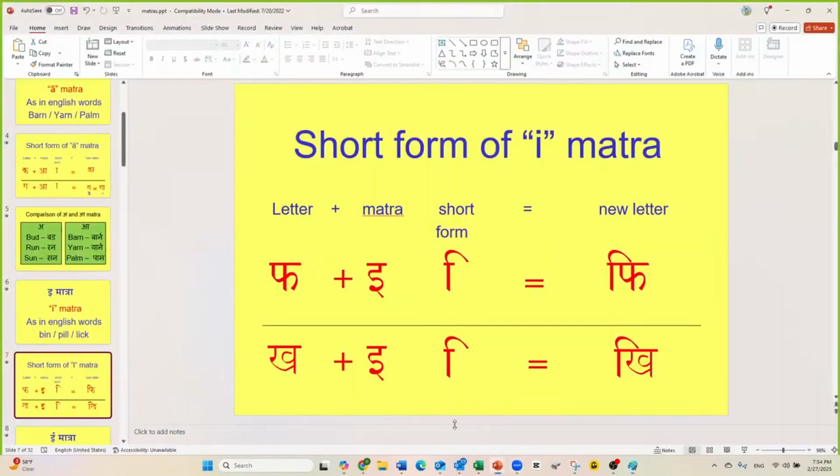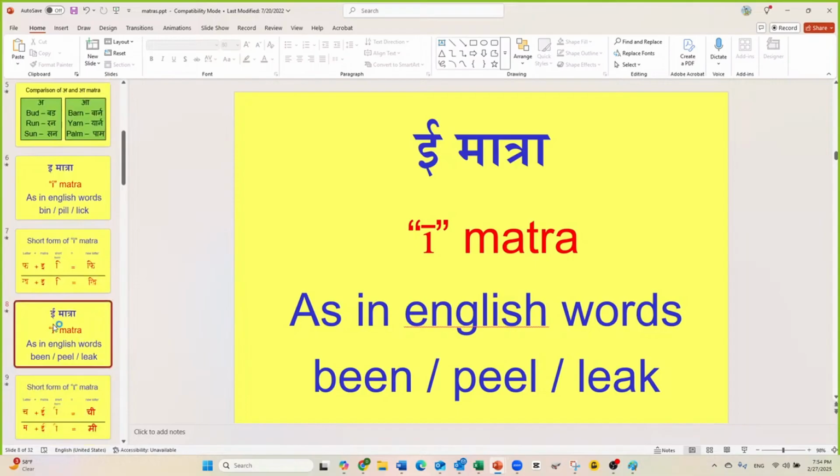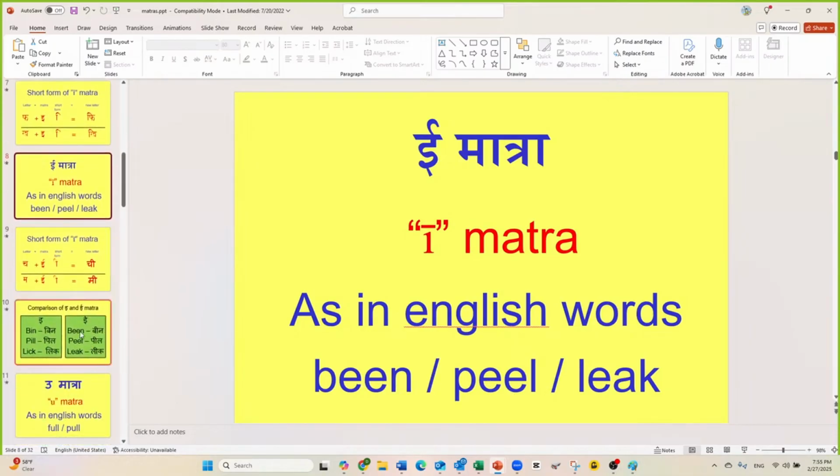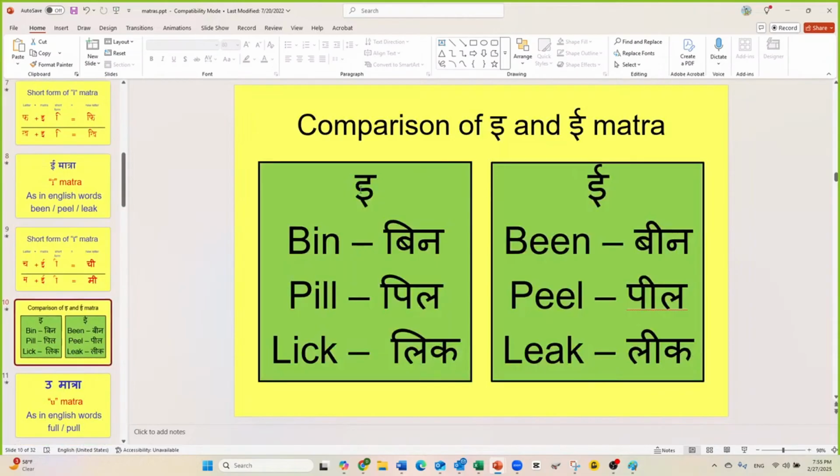So we have pi. Now there's also the bada E matra. We did I and then there is E. This time we write the loop and put a bar above that. Now think about these words with the E matra: bean, bee, peel, and leak. Let me give you an example. We said two, I and E. So I is bin, E is bean. I is pill, E is peel. Do you see the sound difference? I and E. Anisha, do you get this?